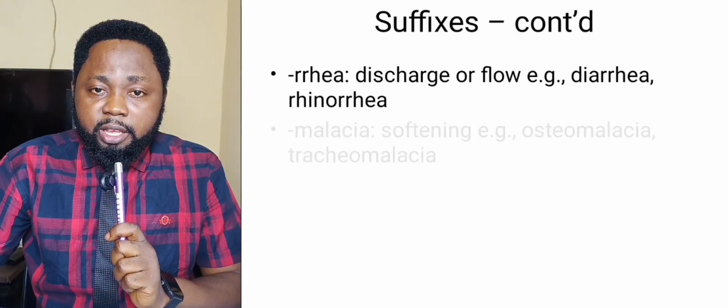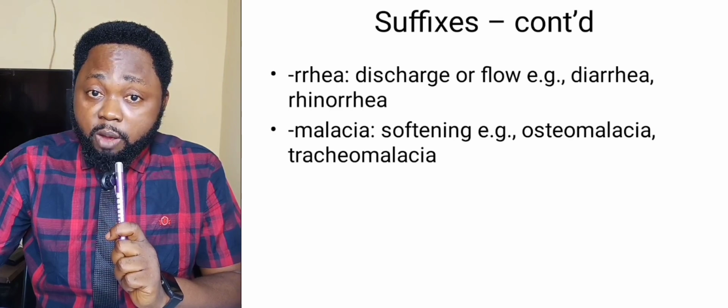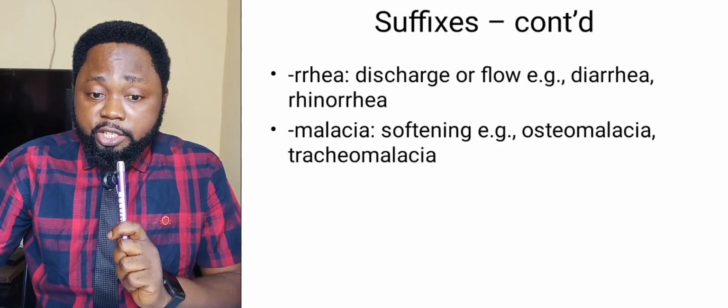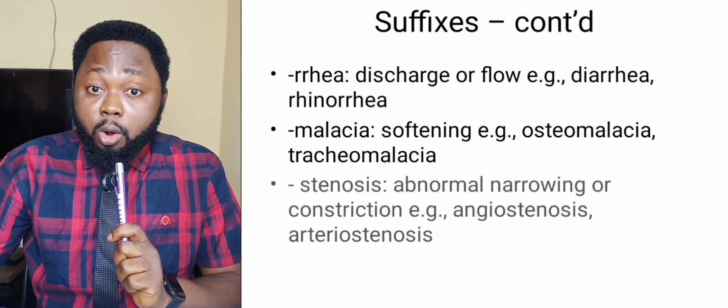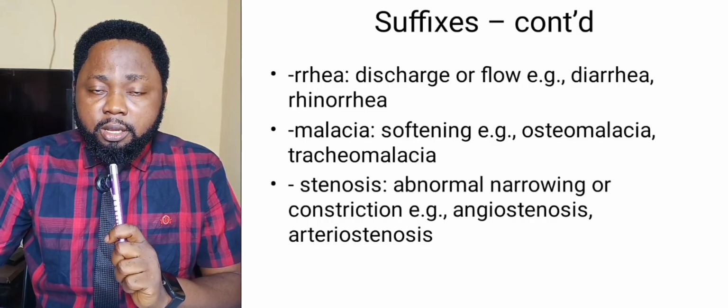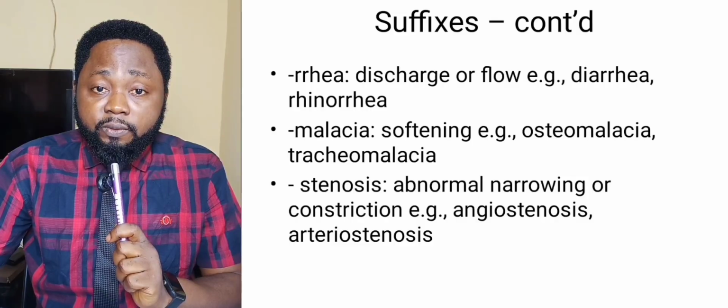Malacia means softening. Examples include osteomalacia, which is softening of bones; tracheomalacia, which is softening of the trachea. Stenosis means abnormal narrowing or constriction. Examples include angiostenosis, which is abnormal narrowing of the blood vessels. Atherosclerosis, narrowing of the arteries.